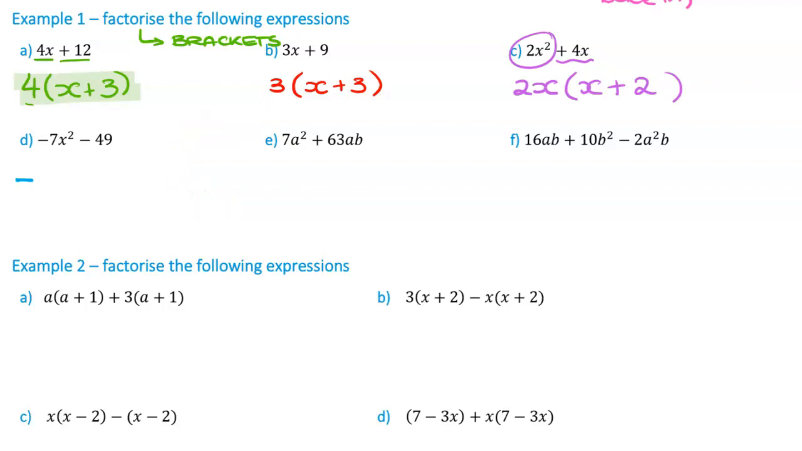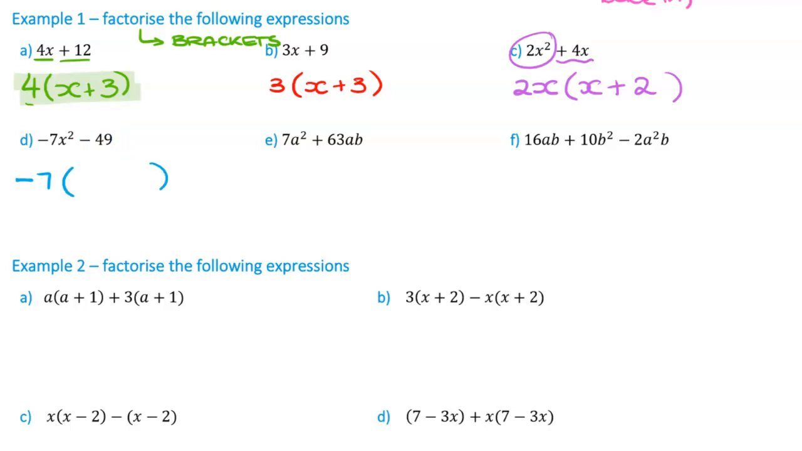Okay, so what else do we notice here? We've got negative 7x squared and we've got negative 49. Just thinking about the numbers and the letters, I notice that 7 goes into both of our values. I can't put an x or an x squared, because we don't need that to build this last term here.